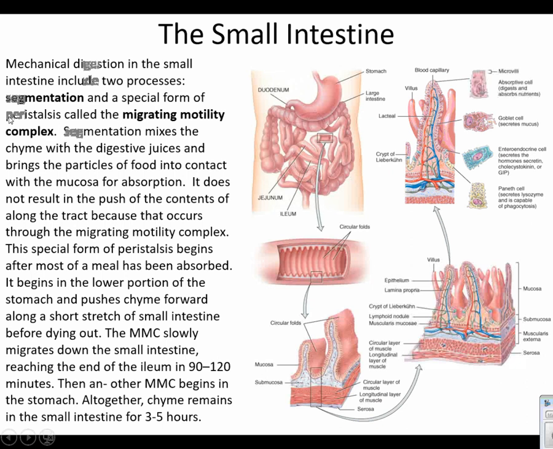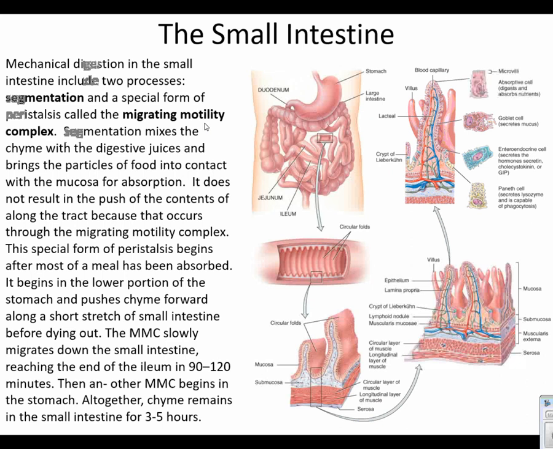This is a special form of peristalsis called the migrating motility complex. This special form of peristalsis begins after most of a meal has been absorbed. It begins in the lower portion of the stomach and pushes chyme forward along a short stretch of small intestine before dying out. The migrating motility complex, or MMC, slowly migrates down the small intestine, reaching the ileum in 90 to 120 minutes. So an hour and a half to 2 hours.